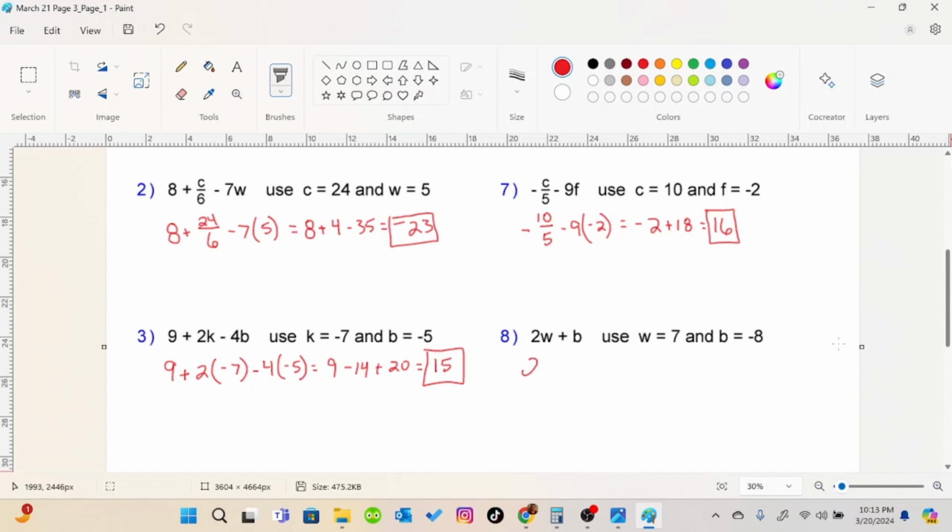Number 8. W equals 7 and B equals -8. 2 times 7 is 14, and 14 minus 8 equals 6. Final answer.